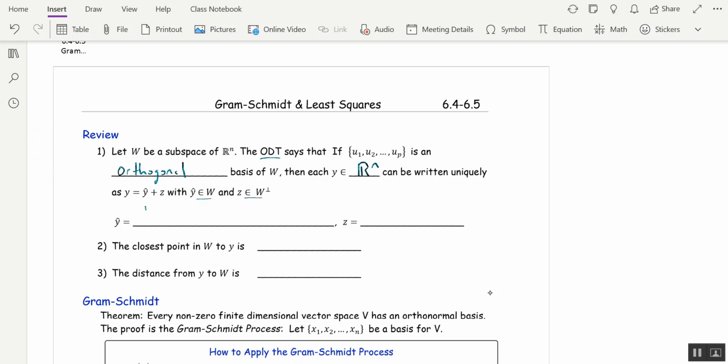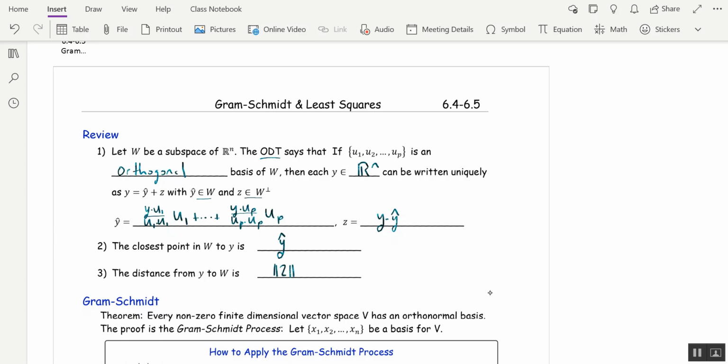Y hat is equal to Y dot U1 over U1 dot U1 plus dot dot up to Y dot UP over UP dot UP, and Z is Y minus Y hat. The closest point in W to Y is the orthogonal projection of Y onto W, that's Y hat, and the distance from Y to W is the length of Z.